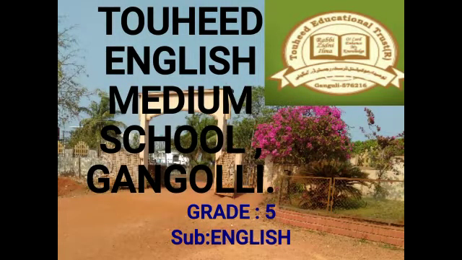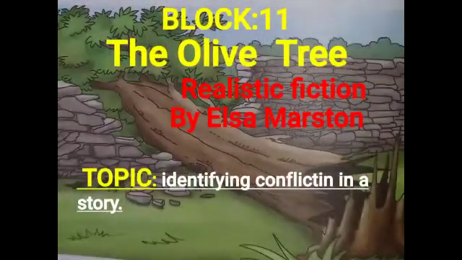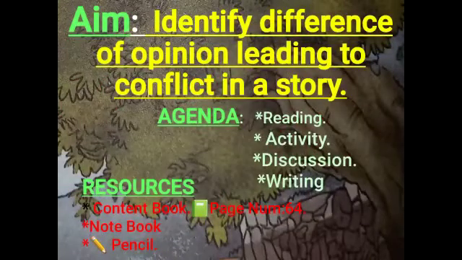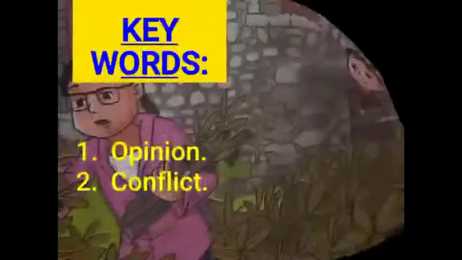Let's continue our today's class. Our topic for today's class is identifying conflict in a story. Our aim for today's class is to identify difference of opinion leading to conflict in a story. Our agenda includes reading, then we will have an activity, and then we'll discuss the same activity, and then I'll give you something to write. Resources required for today's class are the content book page number 64 and a notebook, and then most importantly, a pencil.